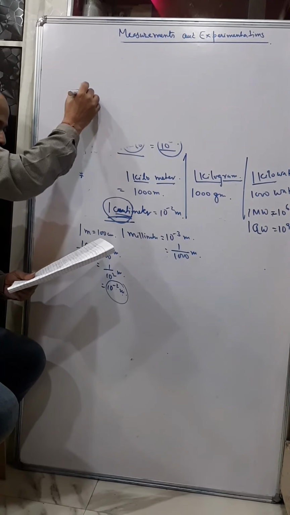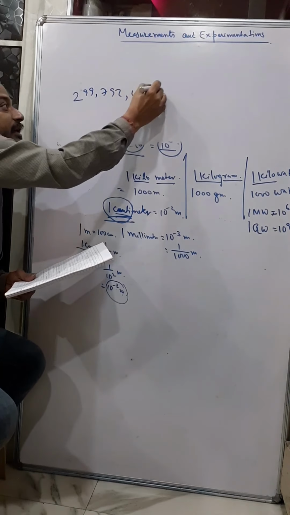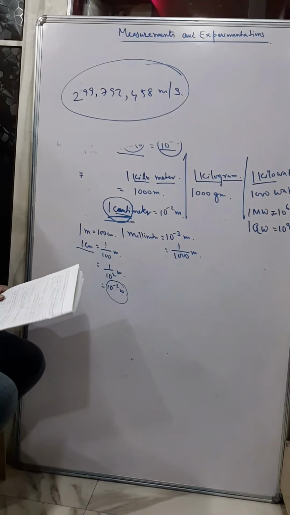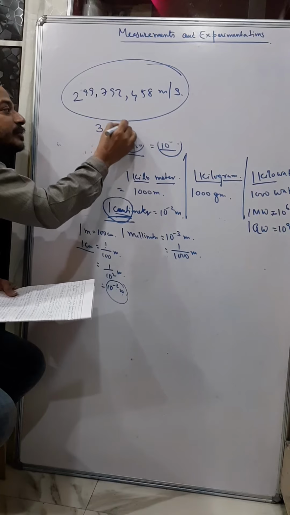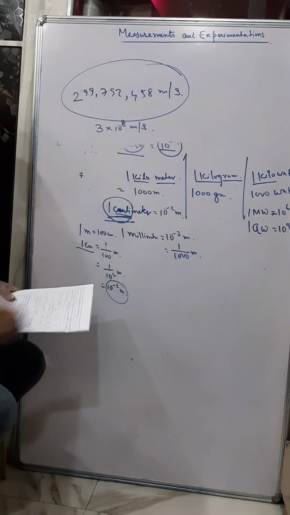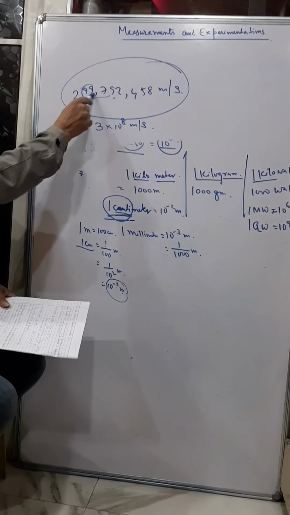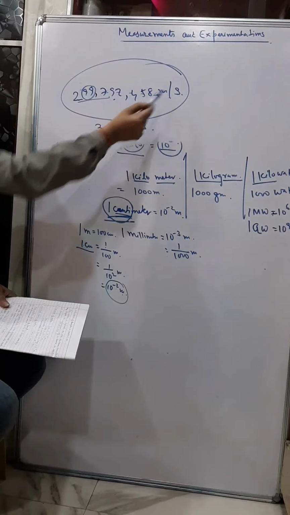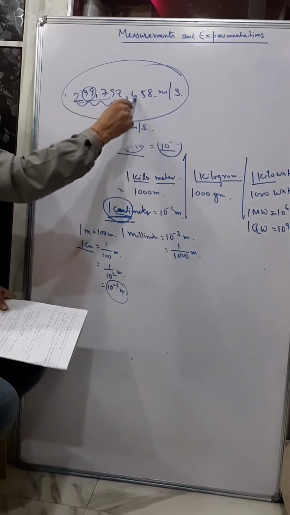So 299,792,458 meter per second. This is the speed of light. And that speed of light, approximately we write it as 3 into 10 to the power 8 meter per second. Since it is 299, we take it as 3 into, after 3 there are 8 zeros. So that's an approximate value, but exactly the speed of light is this.